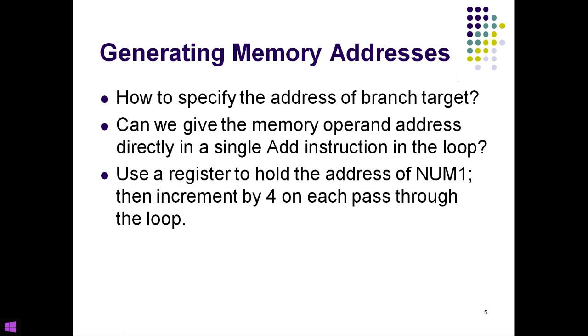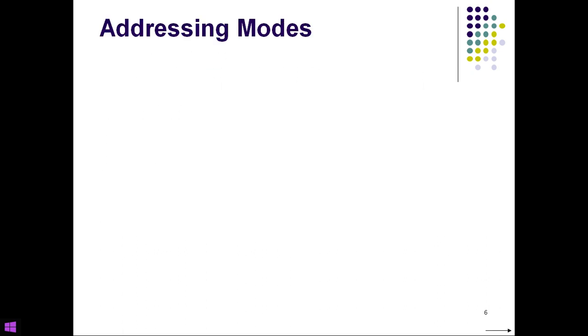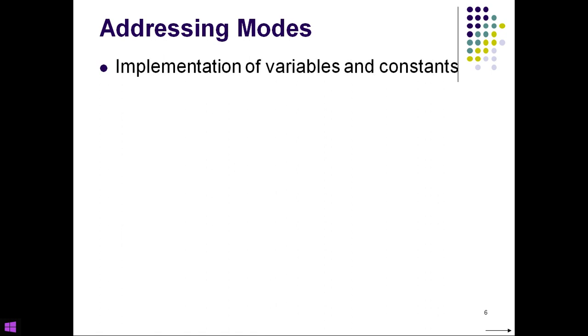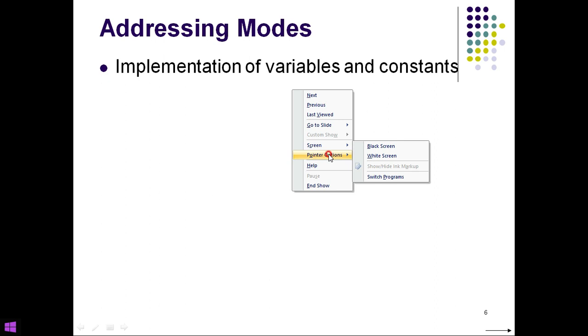We'll check the various addressing modes in this lecture. Here the addressing modes are basically used to implement your various variables and constants. A variable is nothing but a value, and it is represented by allocating it either to a register or a memory location. So a variable can be stored either in a register or in a memory location.